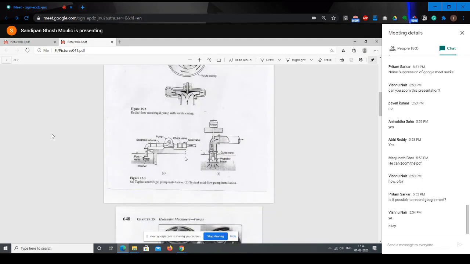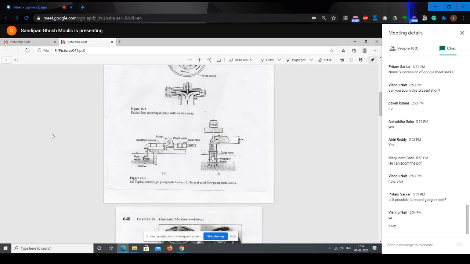Now this is a typical installation. So you have water in a reservoir. Let us say this inverted triangle means above we have air, and the pressure at this level is atmospheric pressure. So you have what is called a foot valve and a strainer. The strainer will filter out dirt. The foot valve ensures that water does not flow in the opposite direction. So when the pump is running, the water will move from the reservoir upwards.